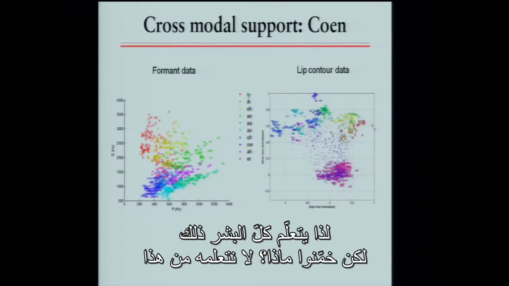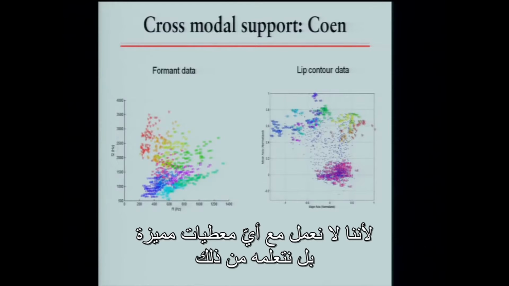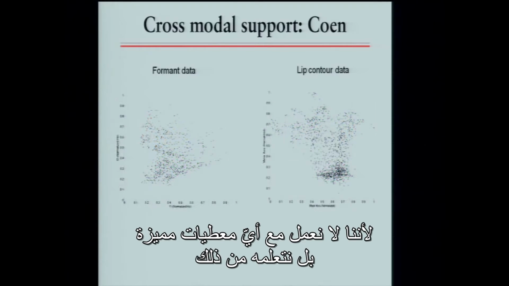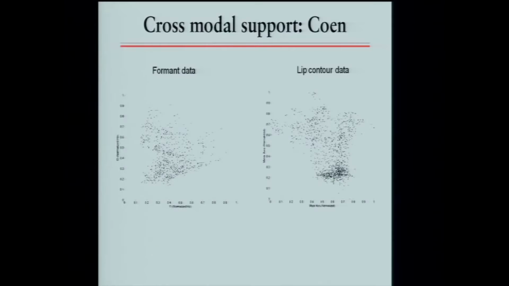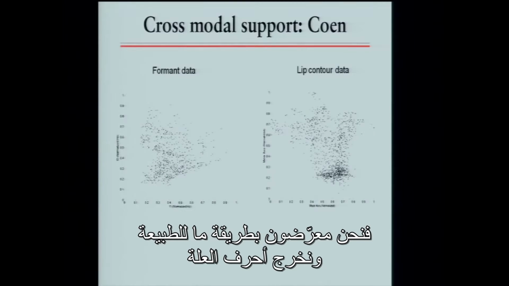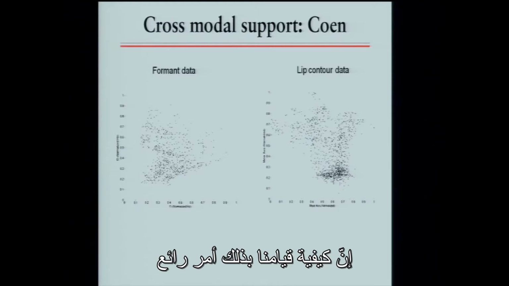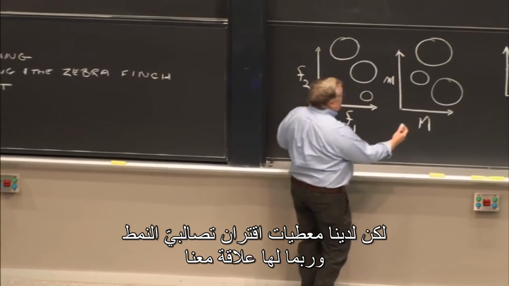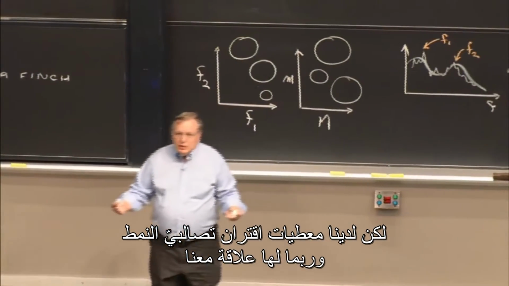So we humans all learn that, but guess what? We don't learn it from this, because we don't get to work with any marked up data. We learn it from that. Somehow we're exposed to the natural world, and we dig the vowel sounds out. It's fantastic how we do that. But we do have cross-modal coupling data, and maybe that's got something to do with it.